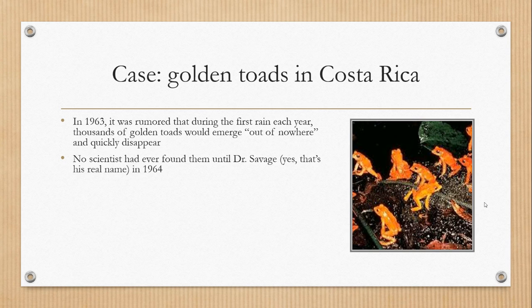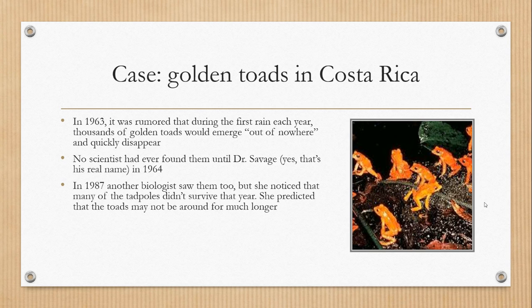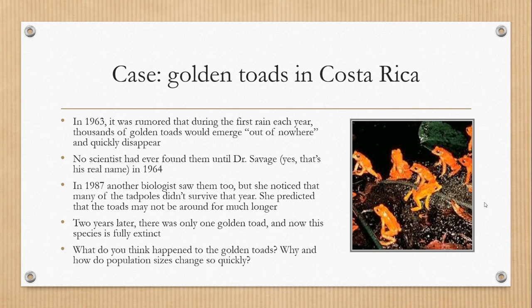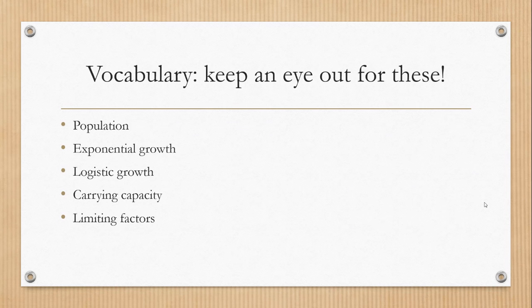Anyways, in 1987, another biologist saw them too, but she noticed that many of the tadpoles didn't survive that year. So she predicted that the toads may not be around for much longer at that point. And 2 years after that, there was only one golden toad seen, and now this species is fully extinct. So, what the heck? What happened? What do you think happened to the golden toads, and why and how do population sizes change so quickly? What caused this is our big question.